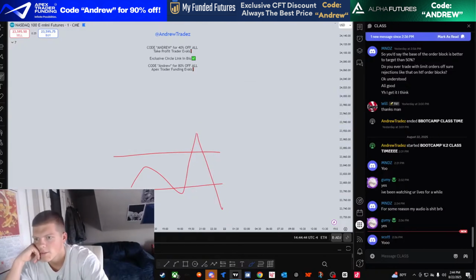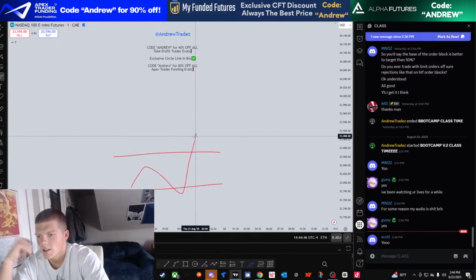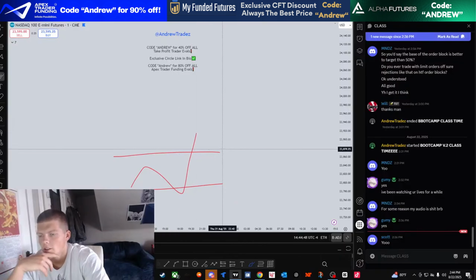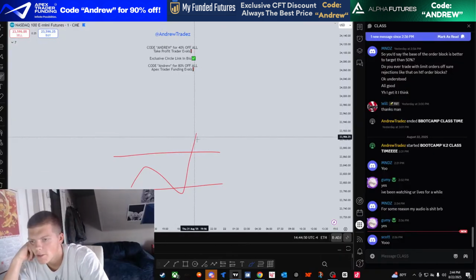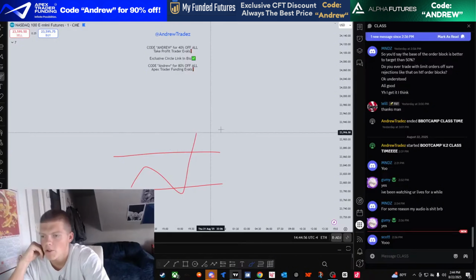Or is this going to be just the continuation, right? And the way to tell if that's going to be the continuation is by looking at the higher time frame. If the 15-minute and the 5-minute is closing above this range altogether, then yeah, most likely it's not a trap.